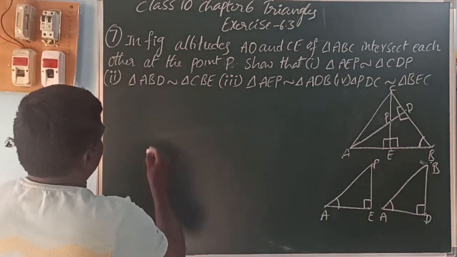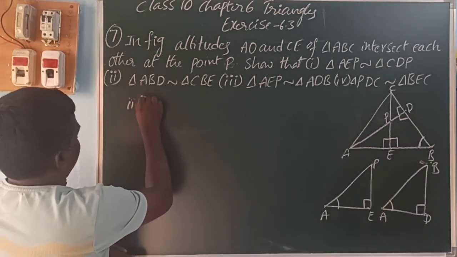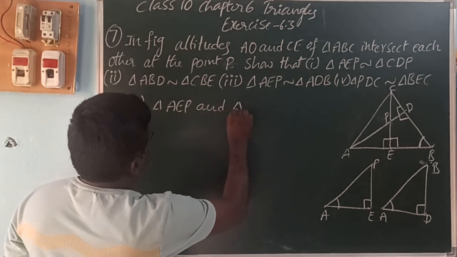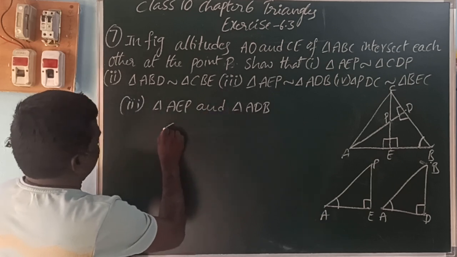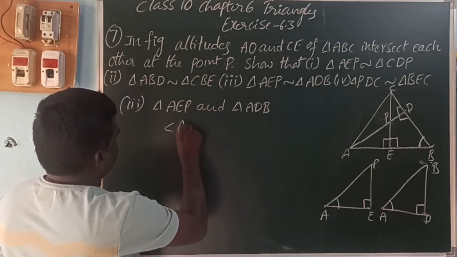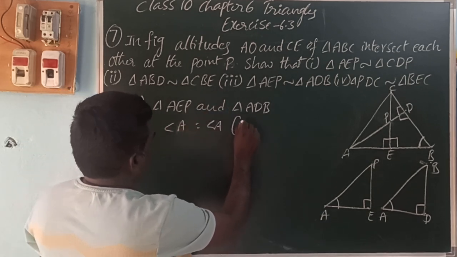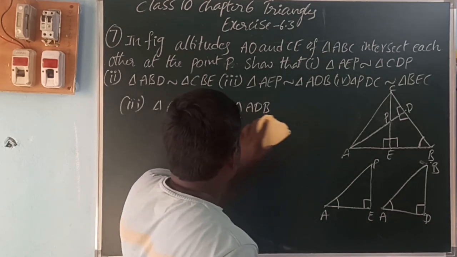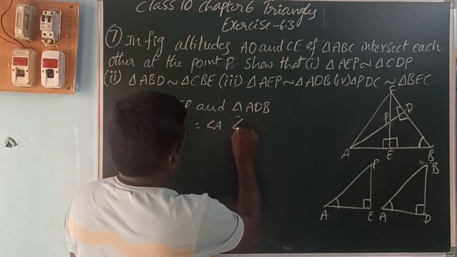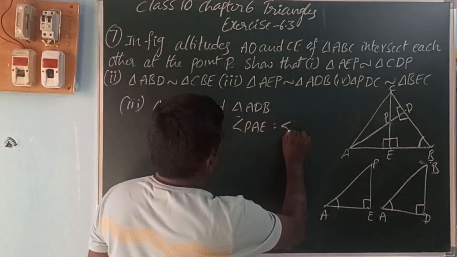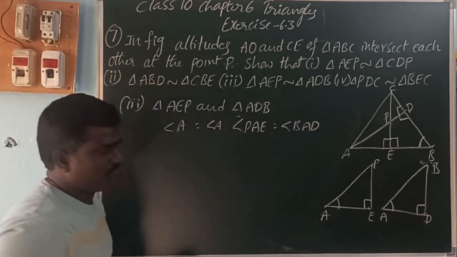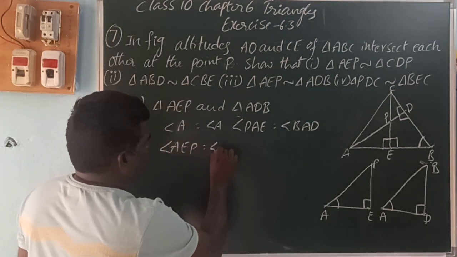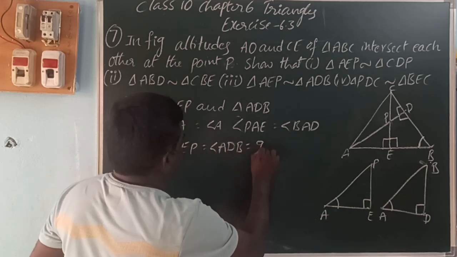So here in triangle AEP and triangle ADB, angle A is equal to angle A. Angle PAE is equal to angle BAD. Next, angle AEP is equal to angle ADB, which is equal to 90 degrees.